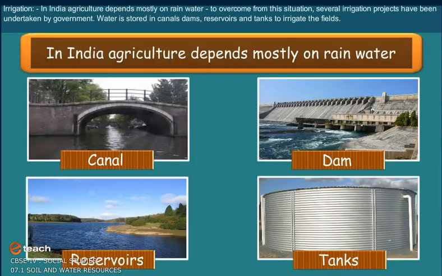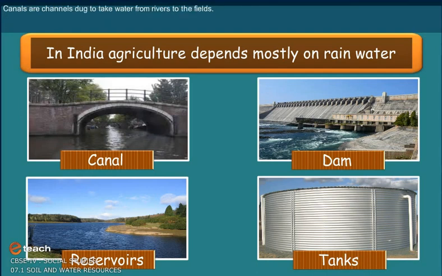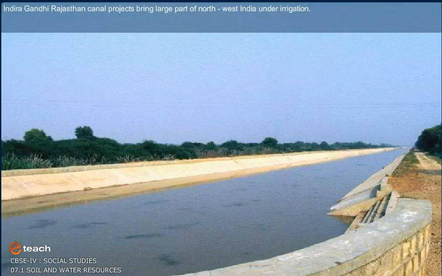Irrigation. In India, agriculture depends mostly on rainwater. To overcome this situation, several irrigation projects have been undertaken by the government. Water is stored in canals, dams, reservoirs, and tanks to irrigate the fields. Canals are channels dug to take water from rivers to the fields. Indira Gandhi Rajasthan Canal project brings a large part of northwest India under irrigation.